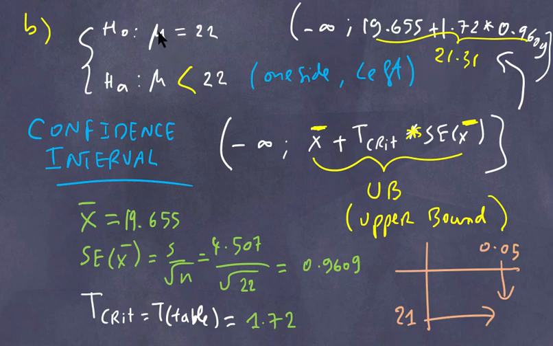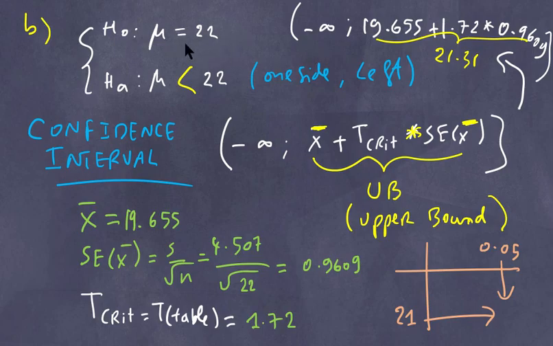Under H0, the population mean should be 22, right? And 22 is not in the confidence interval. Because 22 is not in the confidence interval, we should reject H0 and accept H1. And that's exactly the same conclusion that we had with the p-value approach.